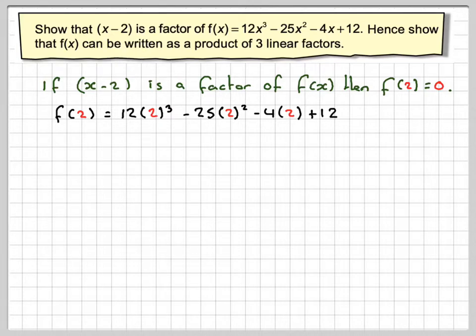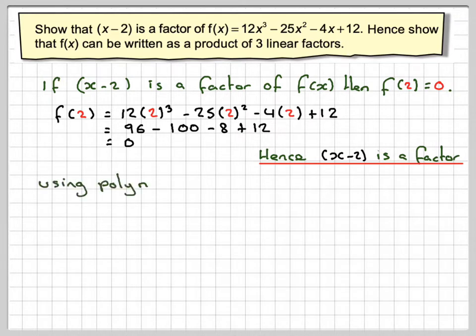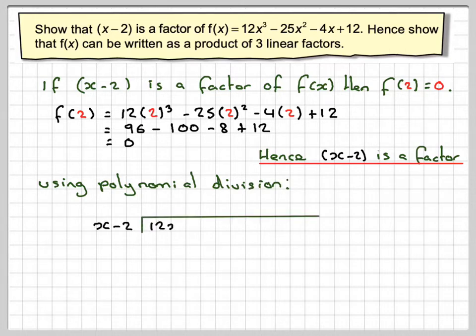So working that out, 12 times 2 cubed is 96. 25 times 2 squared is 100, so it's minus 100, minus 8 plus 12, and that gives me an answer of 0. And then don't forget to say, hence, x minus 2 is a factor. Right, in order to find the other two linear factors, we're going to use polynomial division. So I'm going to do x minus 2 into 12x cubed minus 25x squared minus 4x plus 12.